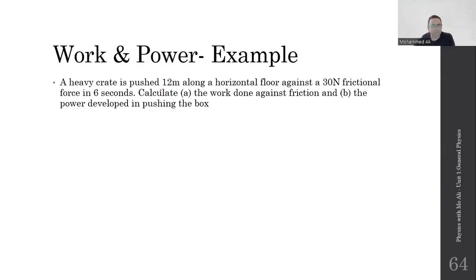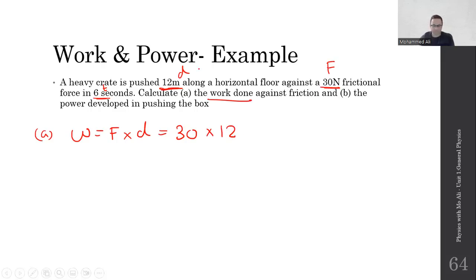So quick example. A crate is pushed 12 meters, that's a distance, across horizontal floor against a 30 Newton, that's a force, in 6 seconds, here's time. Against or with, I don't care. Calculate work. I know the equation. Work is force times distance. So that's 30 times 12, because that's force and distance. So 30 times 12, this gives me 360 joules.